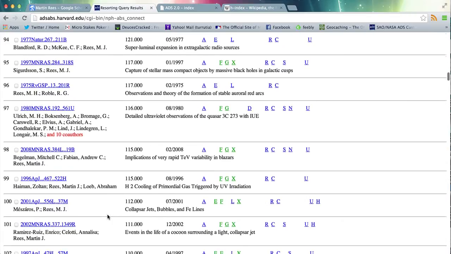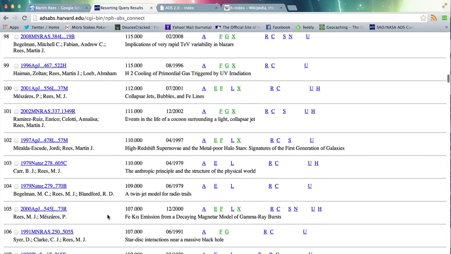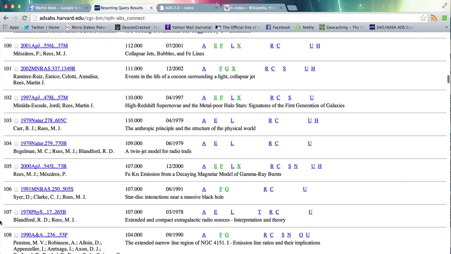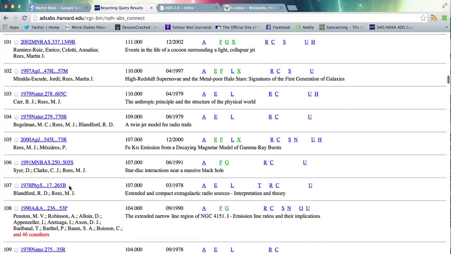Here you see the two actually meeting. And here you see them meet. 107 meets 107. So Sir Martin Rees' H-index is 107, while 108 has already passed. So this is the old school of doing this.